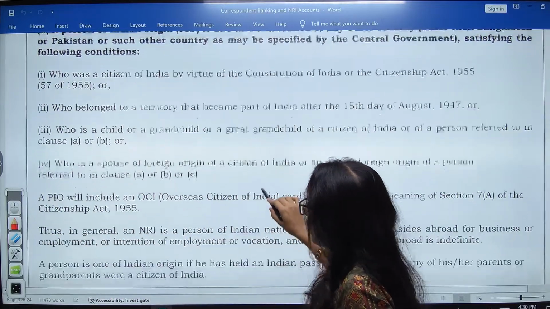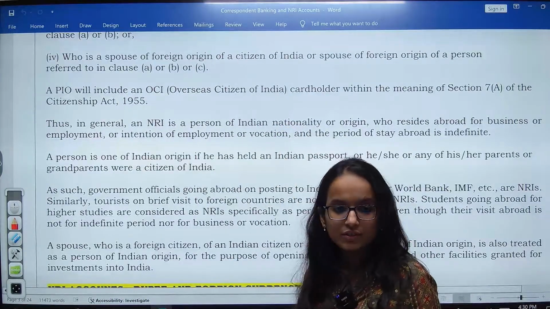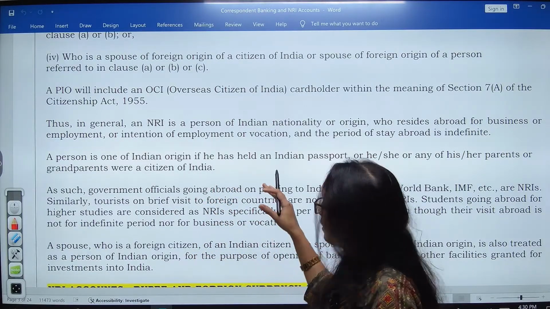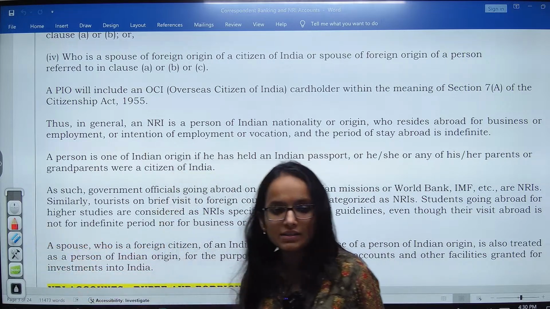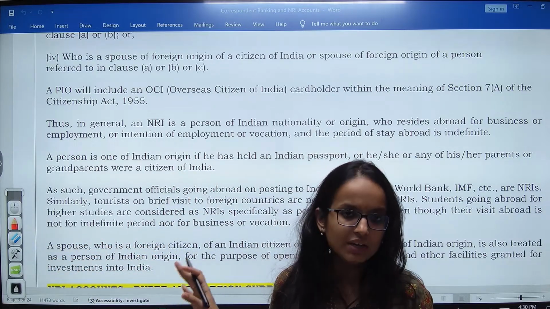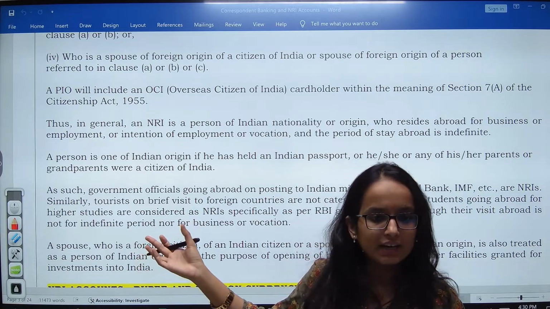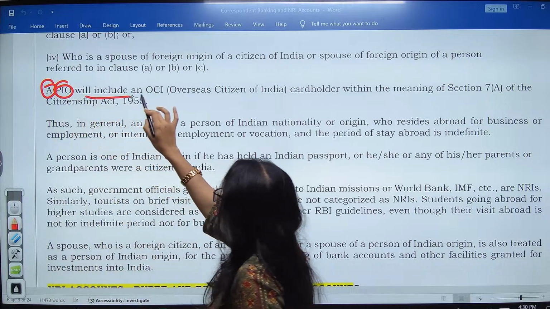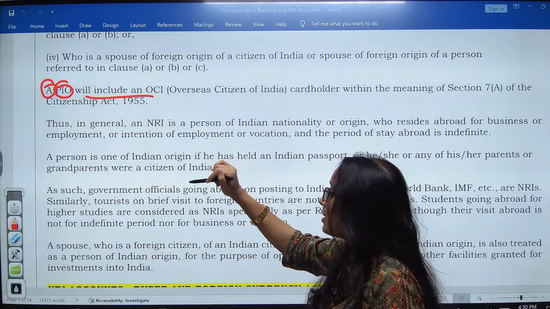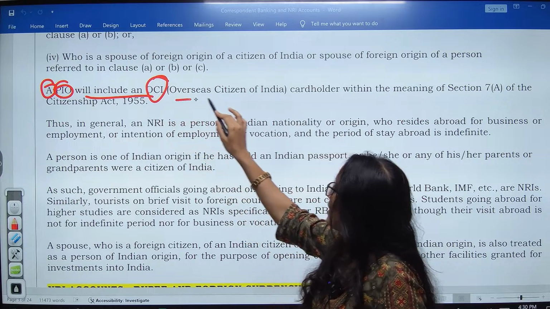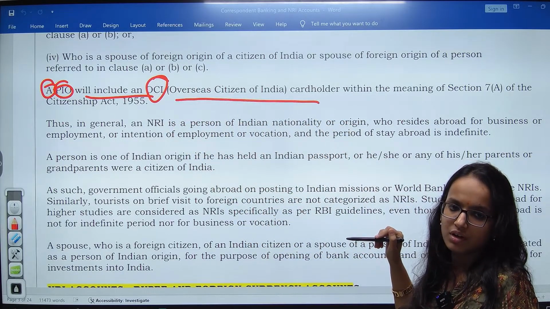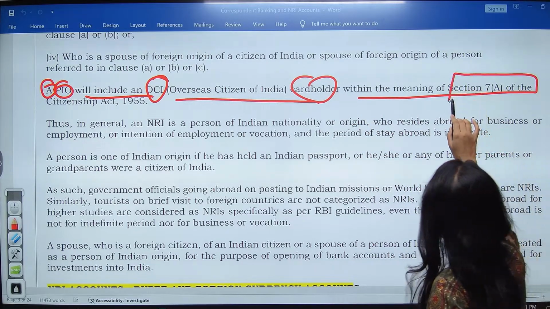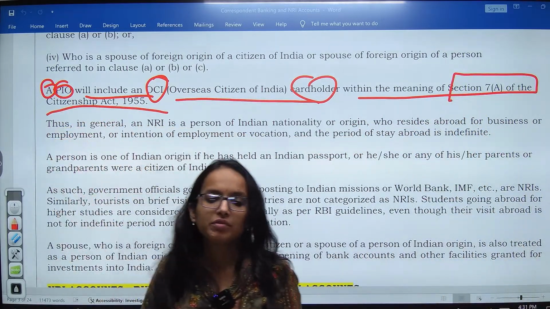Now, the basic criteria is the same, but there are certain other things which this Act specifies regarding PIOs and OCIs. So we need to read about them according to FEMA 1999 only. First thing is that a PIO will include an OCI, Overseas Citizen of India card holder within the meaning of Section 7A of the Citizenship Act 1955.